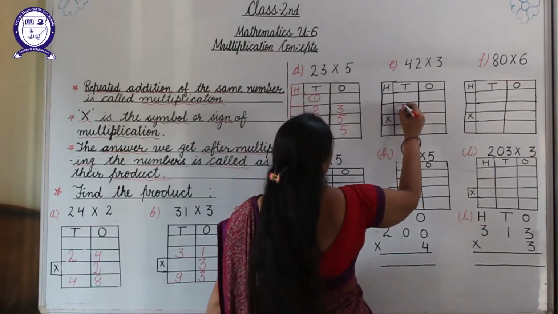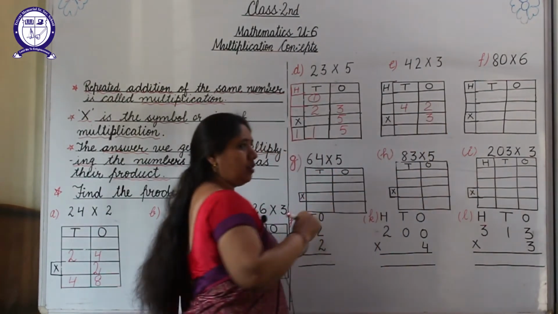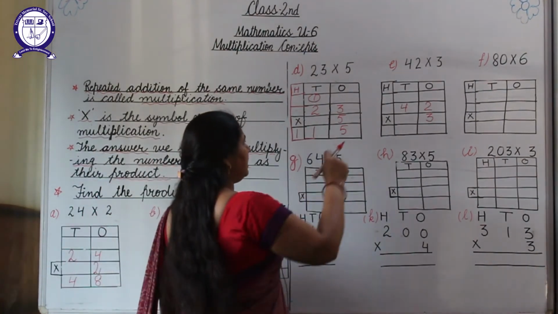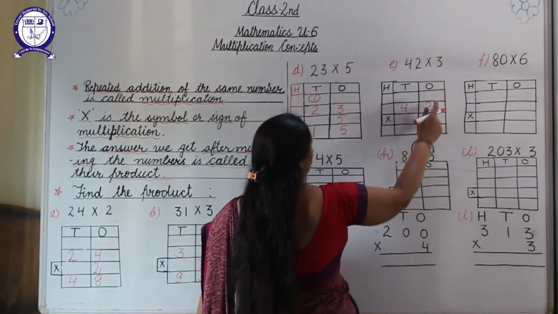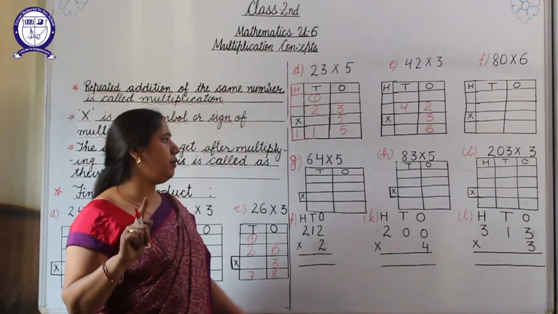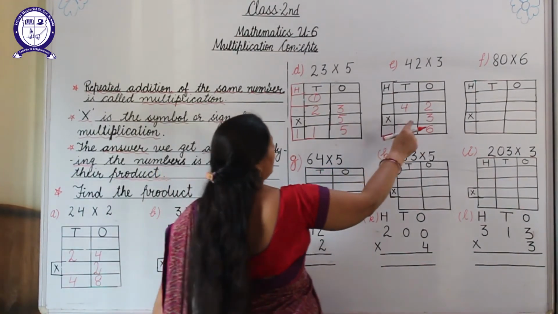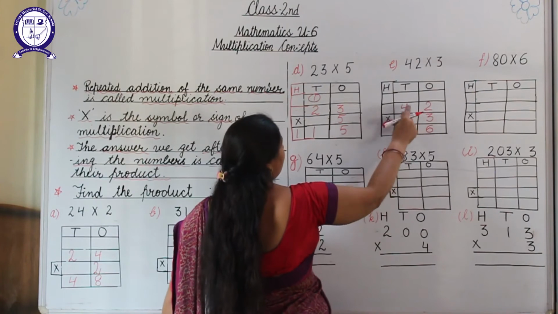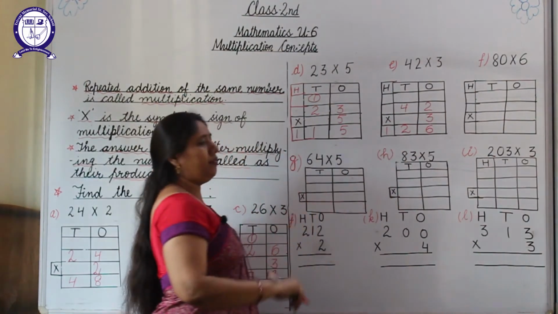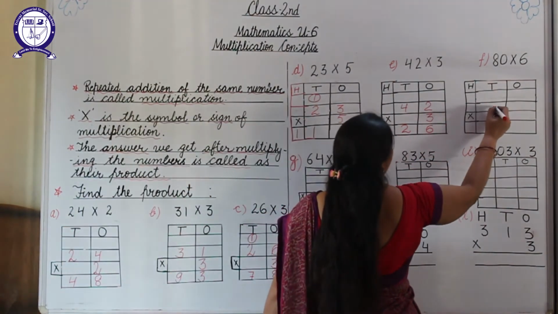Firstly we have to arrange in columns. 42 multiply by 3. So firstly we have to multiply the ones digit. The ones digit is 2. 3 twos are 6. This is only a one-digit number, so we write it only in the ones place. Now we have to multiply by the tens digit. 3 fours are 12. Okay beta.